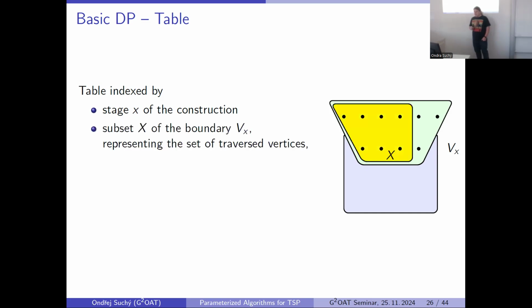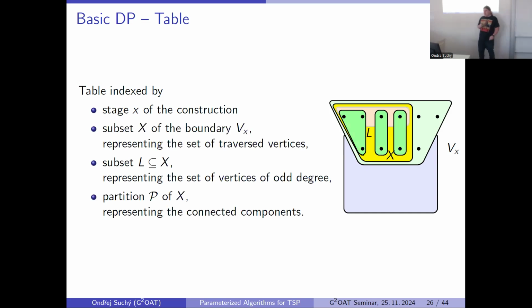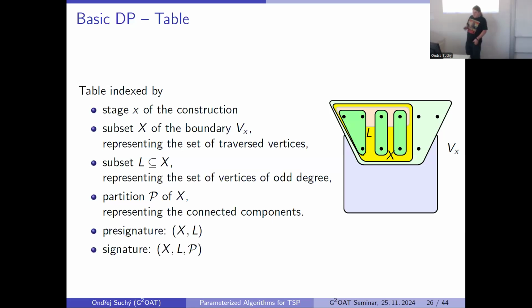And then it's indexed by a subset X of the boundary. This is the set of vertices that will be visited. And then you have a subset L of the boundary, which represents the vertices of odd degree. Only those vertices will be of odd degree. And then there is a partition of the set X that represents the connected components. So how does it work?